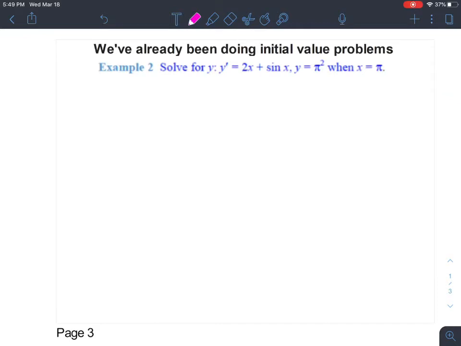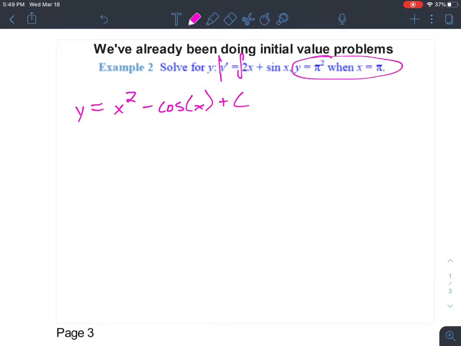So we've already been doing initial value problems. This one here we have to solve for y. So just remember, we need to integrate both sides, and the antiderivative of y prime is going to take us to y. Then we know that 2x becomes x squared, and sine of x will become minus cosine of x. And then we need to include the plus c.